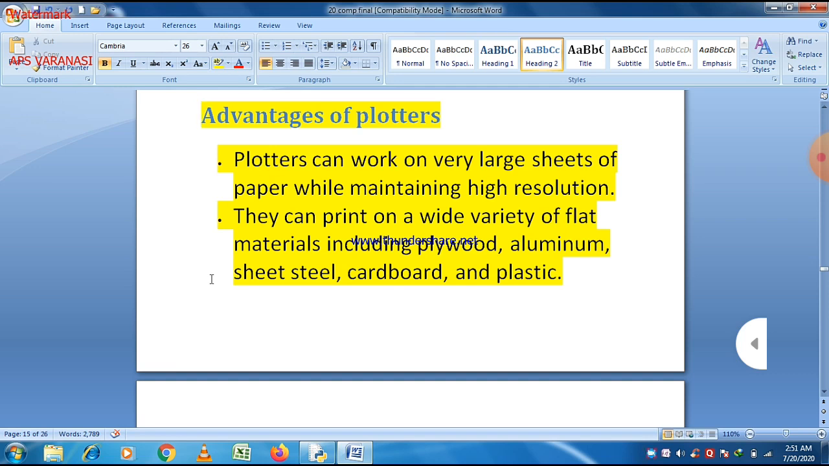And the first point is very important: a plotter can work on very large sheets of paper. In printers it is not so, but plotters can work on very large sheets of paper while maintaining high resolution. And second, they can print on a wide variety of flat materials including plywood, aluminum, sheet steel, cardboard, and plastics.